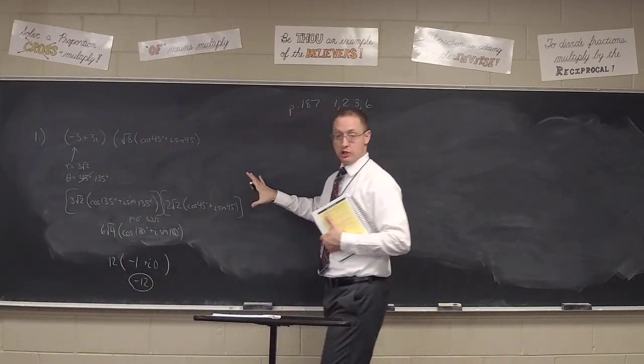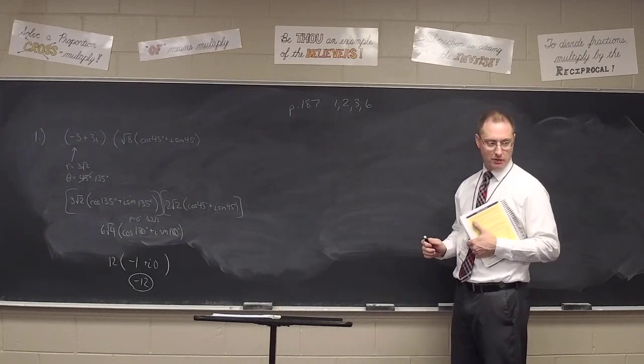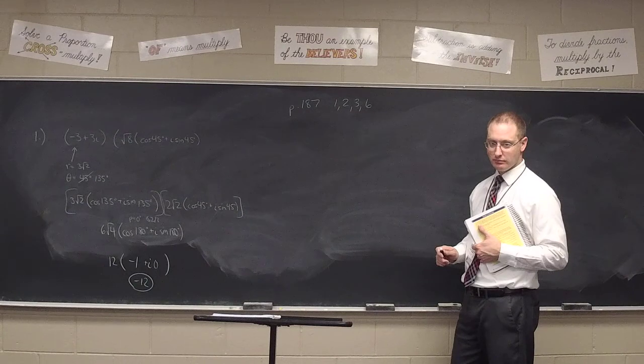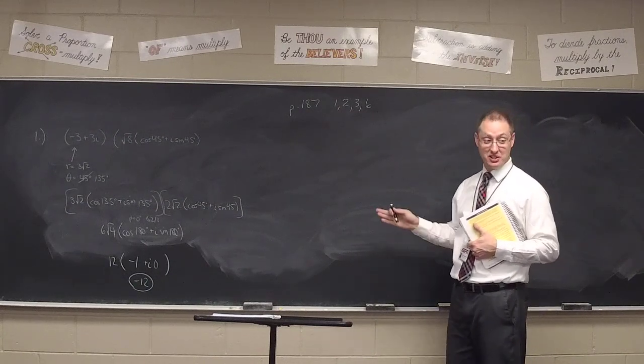This is the way they wanted you to work number 1. Did you get a 3 square root of 2 cosine 135 plus i sine 135? Forgot about the quadrant with the 135. So you had 45, which gave you a 90. I had 45. All right, questions on that?